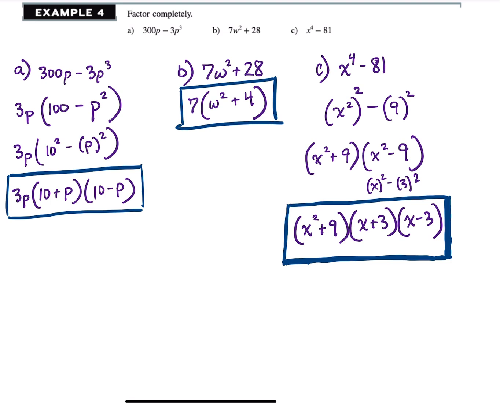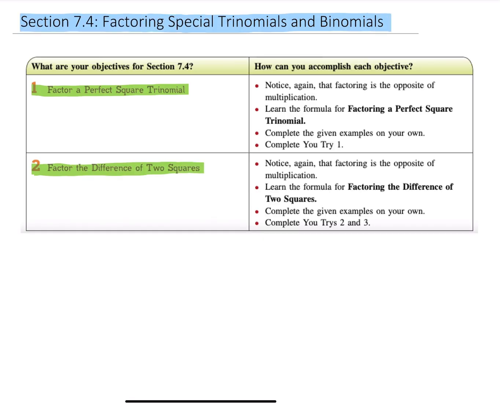Okay, so that will be it for this section. We saw these two special forms, the perfect square trinomial. That's if we had something like a squared plus 2ab plus b squared. It factored into a plus b squared. And then difference of squares, if we had something like a squared minus b squared, this will factor into a plus b times a minus b.